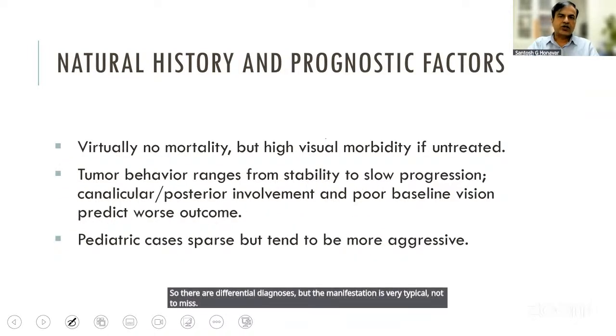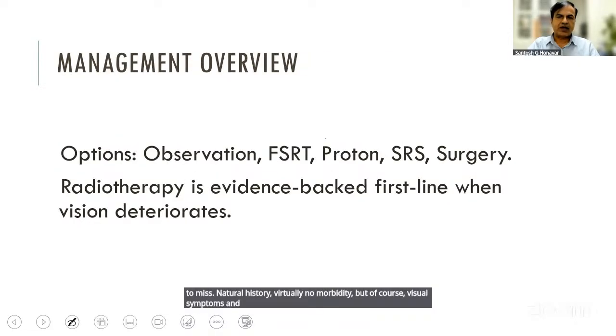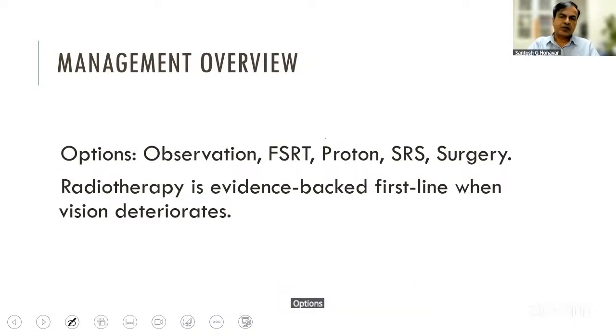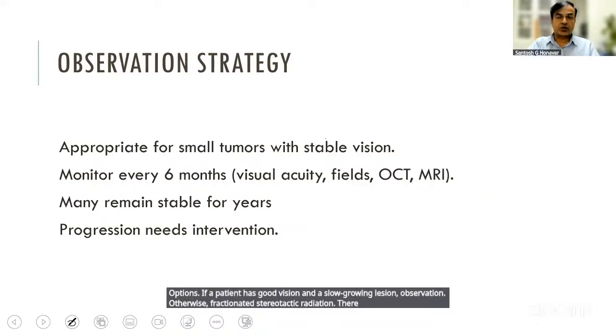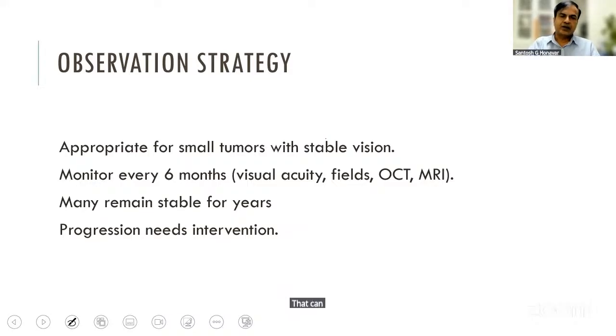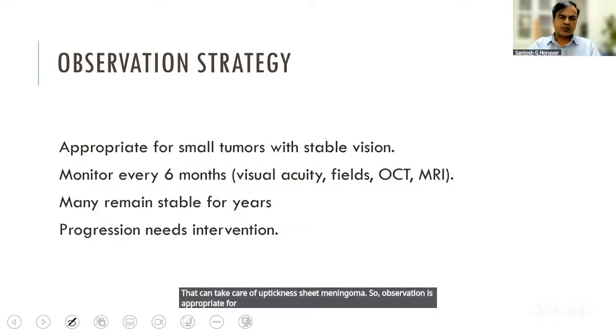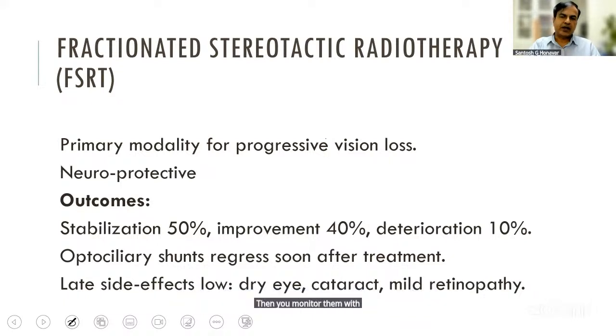Natural history, virtually no morbidity, but of course visual symptoms and signs manifest. Options: if a patient has good vision and a slow growing lesion, observation. Otherwise, fractionated stereotactic radiation. There is no role for chemotherapy here. There is no targeted therapy yet that can take care of optic nerve sheath meningioma. So observation is appropriate for small tumors with no visual morbidity. Then you monitor them with MRI every 6 months.